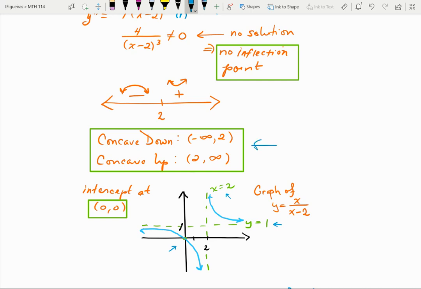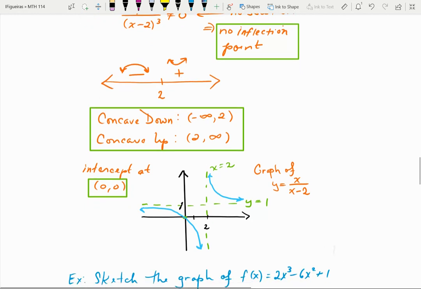And then here's our concavity. It is concave down from negative infinity to 2. So that's, again, this part of the graph right here. And it is concave up from 2 to infinity. So that's the part of the graph that you see on the right. So there's your picture. It's fairly accurate. You don't really need to find any other points than the one we already plotted.